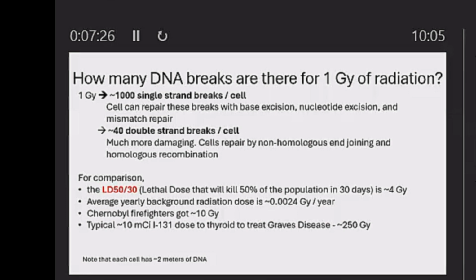And well, you might think that, okay, 1 gray is like a huge amount of radiation, right? No one will ever do that. Actually, it's fairly common in hyperthyroidism. When we treat hyperthyroidism, we give iodine-131, one dose, 10 millicuries of that actually gives a huge dose, 250 grays to the thyroid. Of course, when you're treating hyperthyroidism, you're intentionally killing the thyroid. Anyways, this patient with hyperthyroidism.